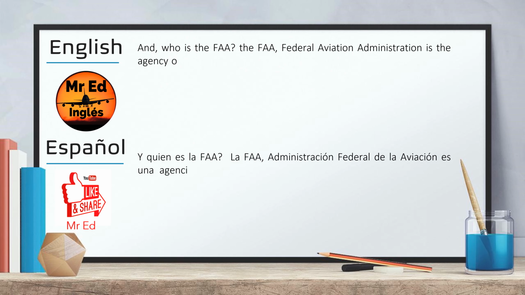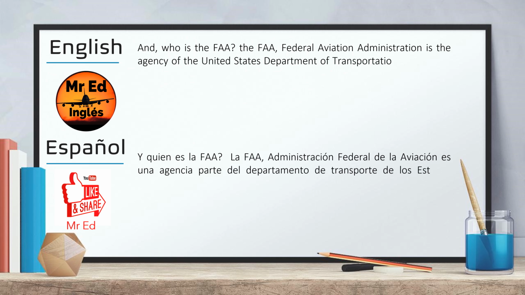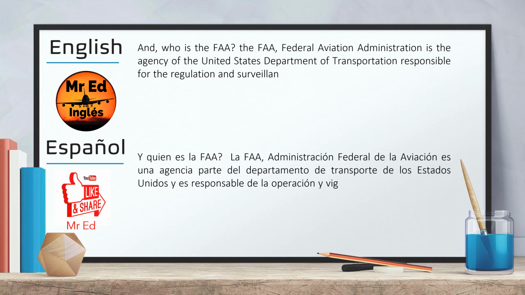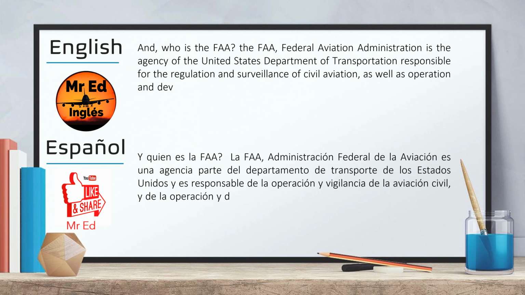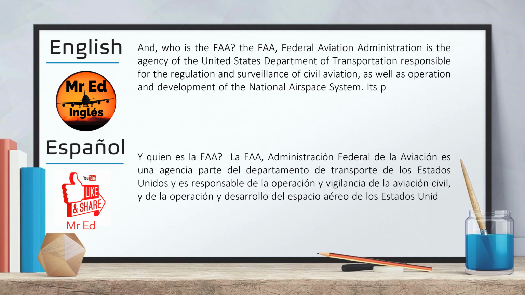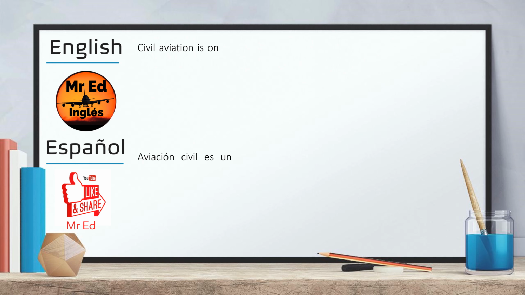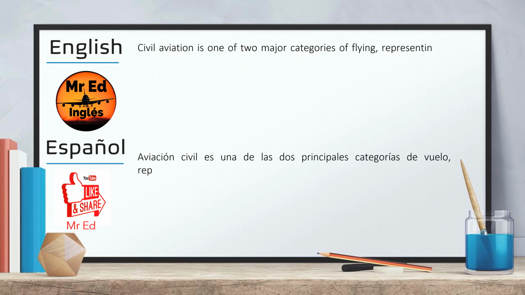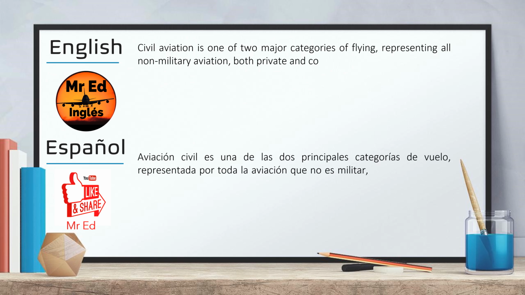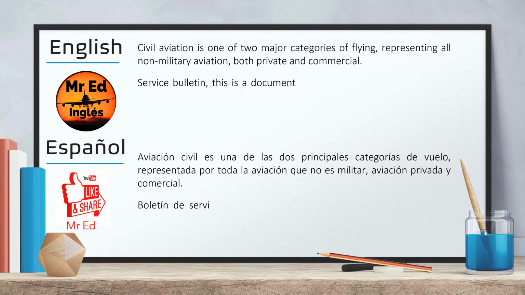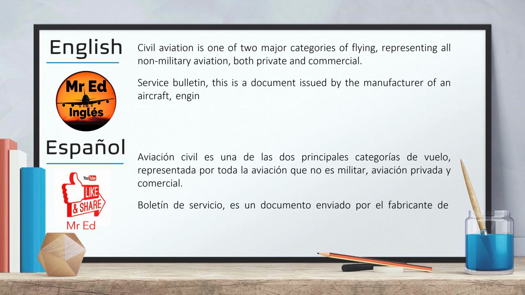The FAA, Federal Aviation Administration, is the agency of the United States Department of Transportation responsible for the regulation and surveillance of civil aviation as well as operation and development of the national airspace system. Its primary mission is to ensure safety in civil aviation. Civil aviation is one of two major categories of flying, representing all non-military aviation, both private and commercial.